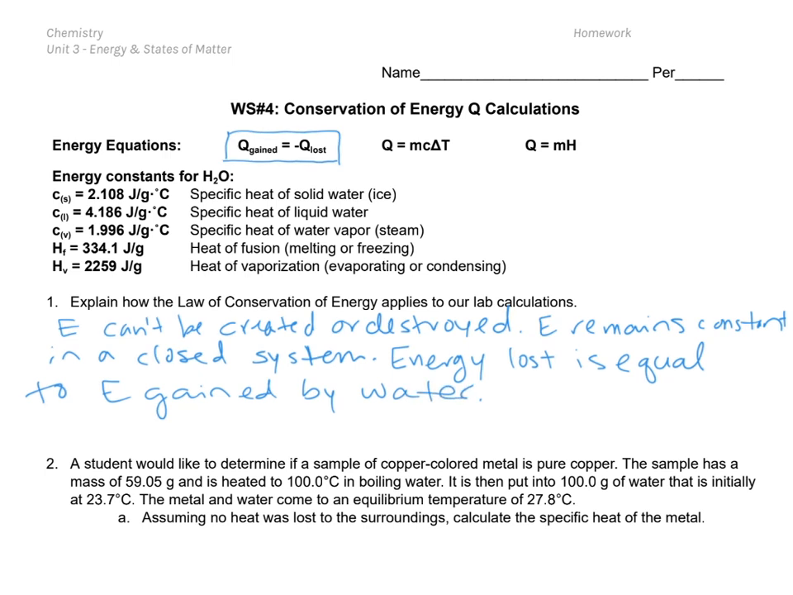Now, in reality, our system was not perfectly closed, which means probably a little bit of energy was lost to the environment, but we attempted to keep it closed, and we are assuming it is closed for the purpose of the calculations. So let's move on to our calculations.